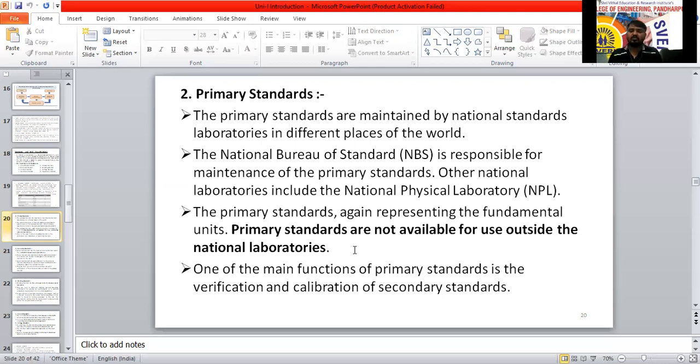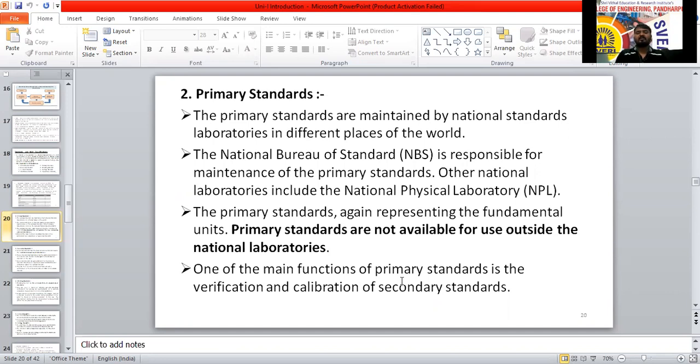If we gave our standards to others, they could print any amount of money, but it is not available. We have to maintain our standards nation-wise; each country has its own national standard. It is not available to ordinary persons or other laboratories outside the national laboratories.